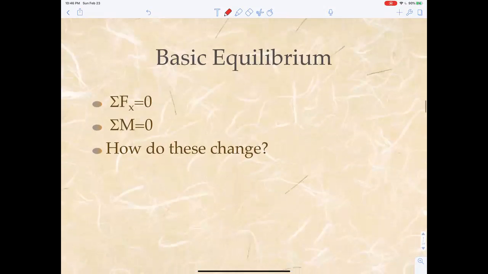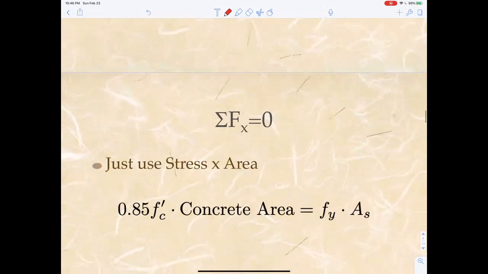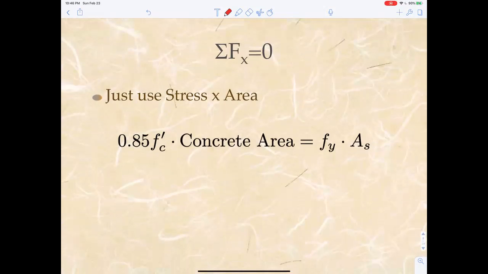So basic equilibrium is sum Fx, including external, internal equals 0, sum M equals 0. And how do these change for a T-shaped compression zone? Okay, so all we're going to do is force is stress times area. So here's the concrete stress. And we need the concrete area. And because it's properly designed, the steel will be yielded. And that's the steel area.